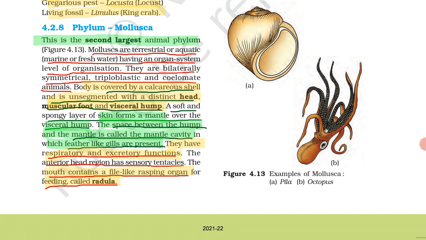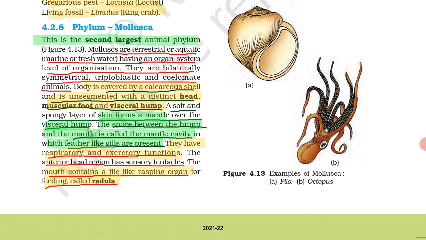They may ask a question like, file-like rasping organ for feeding is present in which phylum? That is Mollusca, and it is called radula. Radula is a file-like rasping organ situated in the mouth for feeding purposes. So this is the most important point from Mollusca.